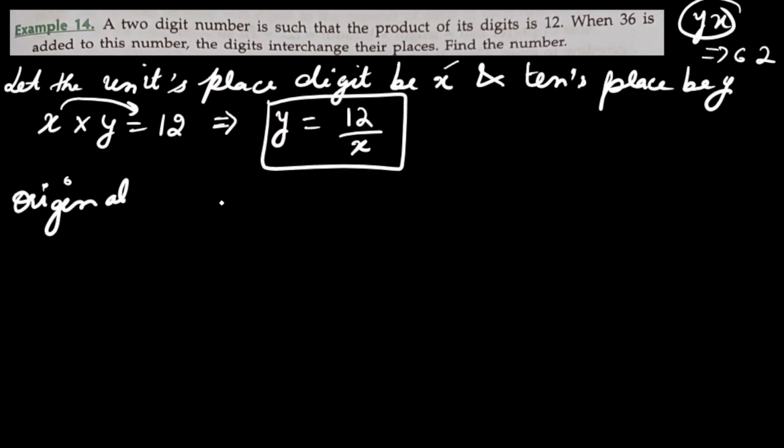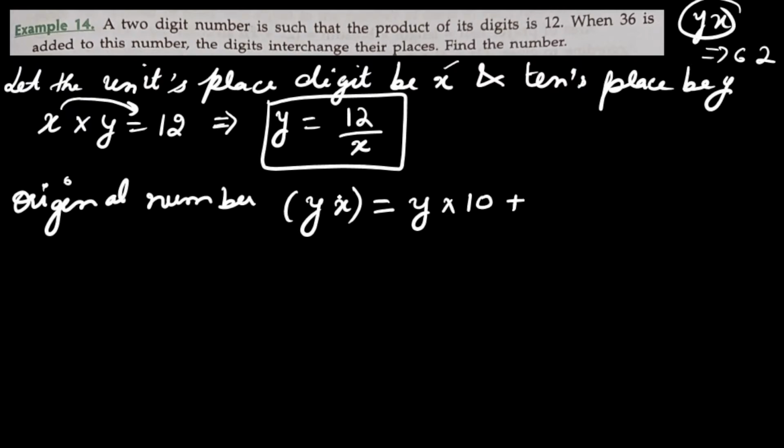So how can we write it? The original number, which was in this form, yx, actually how will it look? It will look like y into 10 plus x, because 10 is the place value of y and 1 is the place value of x. So the original number will look like this, 10y plus x. Whenever an interchange type of question comes, interchanging of digits, always write these two things at the starting itself.